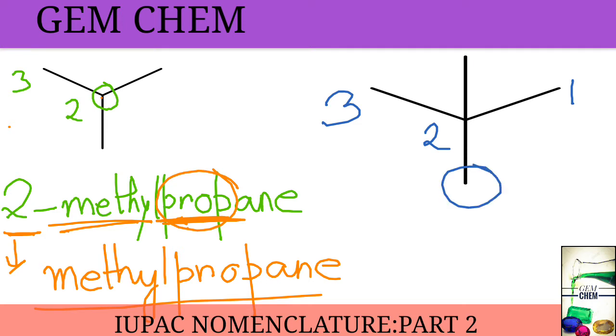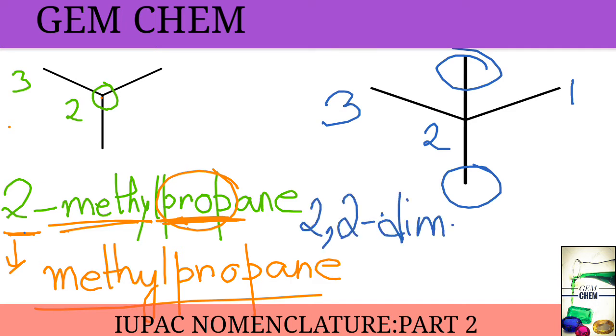Now let us see the next example similar to this one is 1, 2, 3. So second position has 2 methyl groups, so we write not 2, 2, this is wrong to write as 2, 2 dimethyl propane.